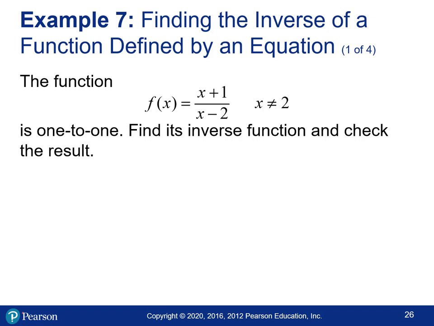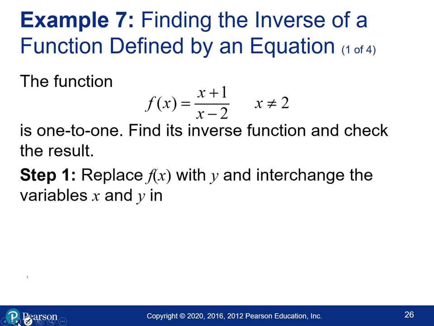Alright, so how about this one? So this function is 1 to 1, and we have to exclude 2, because if we plug in 2 here, this would be undefined, dividing by 0. And so find the inverse, and then go ahead and check the results. Okay, so let's go through this one.